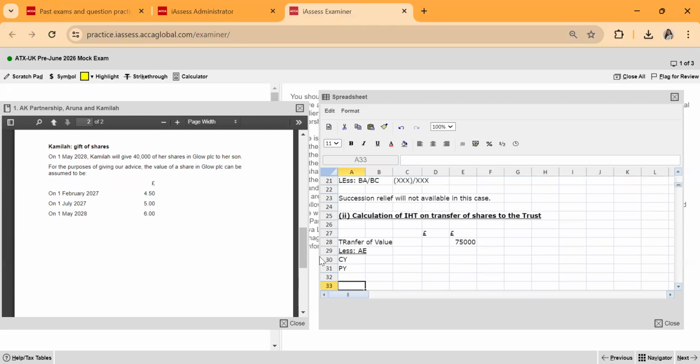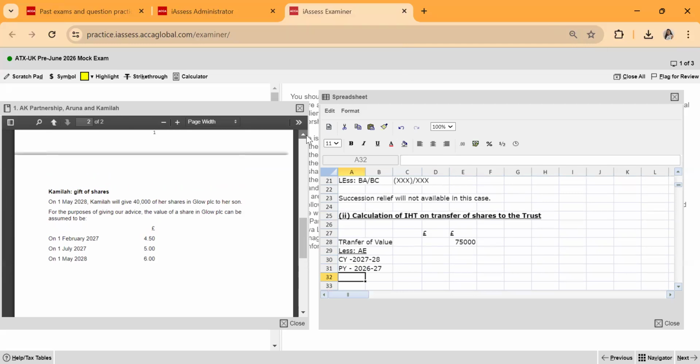No, this is a transfer on July 27. So current year is 27, 28. I will write here 27, 28 because this has to be very clear. And the previous year is 26, 27. Now let's see if there are any transfers made previously also.